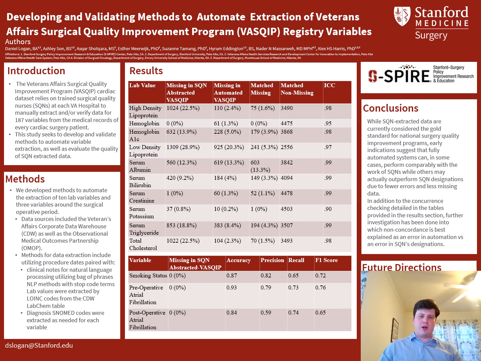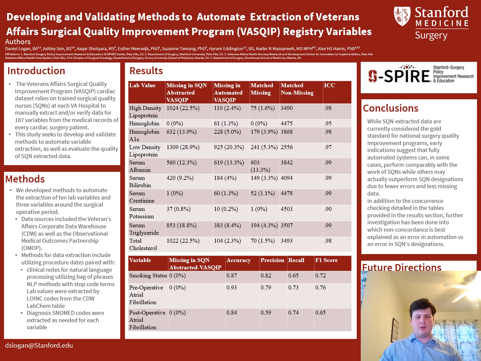For the automation of these variables, the methods considered involved querying structured and semi-structured data present in other medical databases, such as the Veteran Affairs Corporate Data Warehouse, or CDW, and the Observational Medical Outcomes Partnership, or OMOP. For lab value designations, LOINC codes corresponding with lab tests were first found through a combination of literature searching, as well as referencing the CDW tables holding lab value names and descriptions prior to querying for matches with lab values.